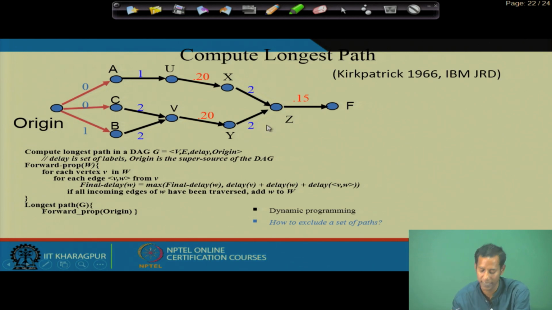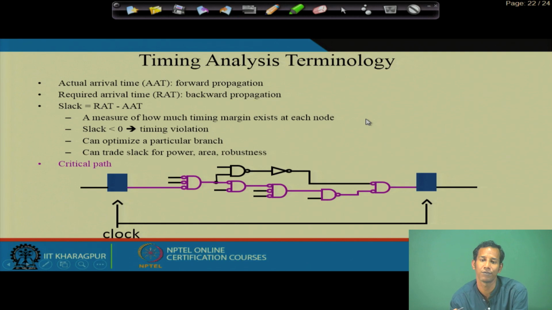So how do we exclude a set of paths? Except for the critical path, the other paths are also there. There may be a multi-cycle path, or there may be a false path. What is a multi-cycle path, and what is a false path? Later on we will see the meaning of those. When we define that this is a false path or this is a multi-cycle path, you include or exclude that path in the timing annotation. That we will also see again.